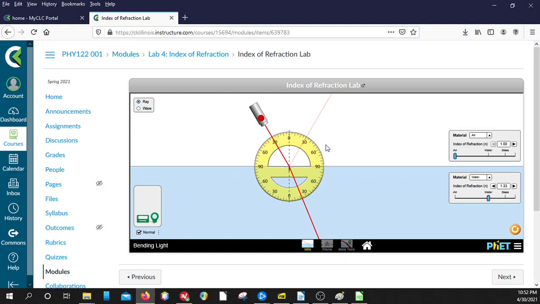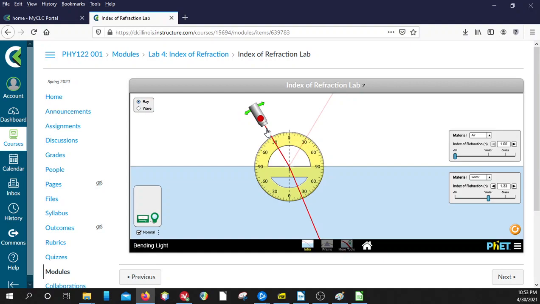But that's just a single data point, and we want to do better than that. So we're going to make a table. We're going to start at 10 degrees, and then go through in 10-degree increments, so 10, 20, 30, all the way up to 80.